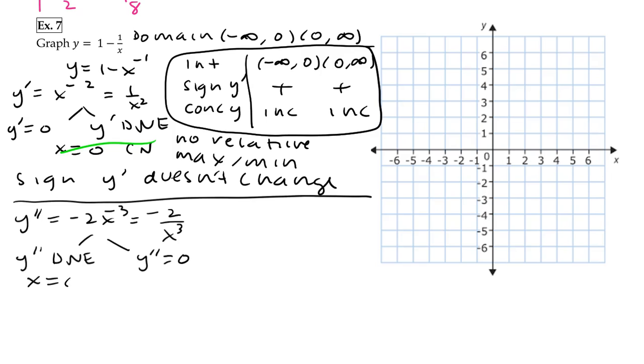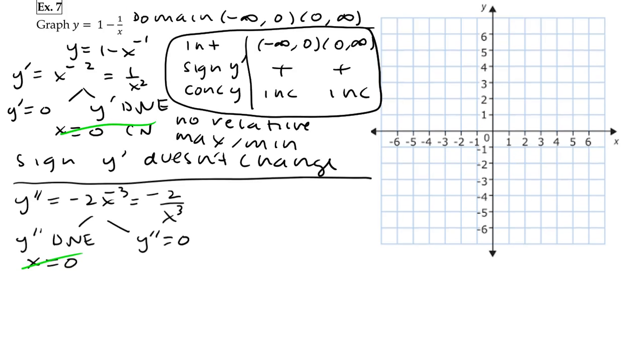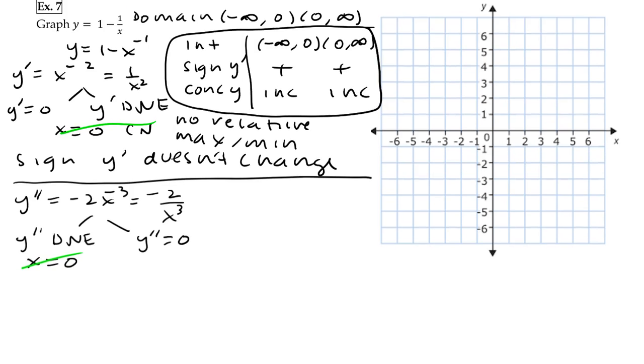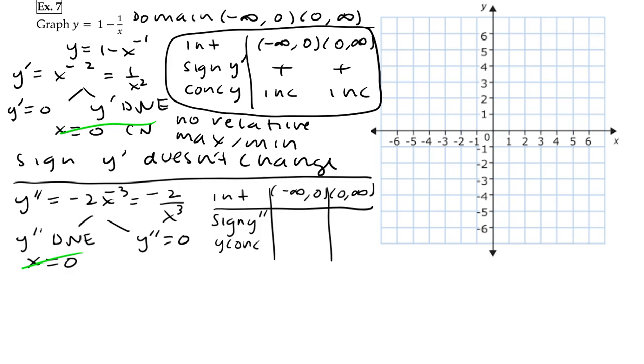But what do we remember about 0 to begin with? It never existed in the problem. Okay, so that's a pip, a potential one. It's never going to be an IP, an actual one, because 0 never existed. But the function could change concavity, so we still have to test it. So we're going to do interval, sign of y double prime, and the conclusion of y. We're going from negative infinity to 0 and 0 to infinity yet again. Let's see what happens here.